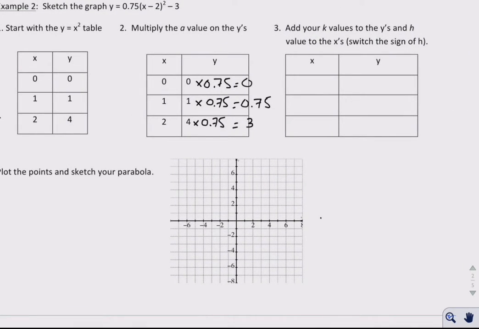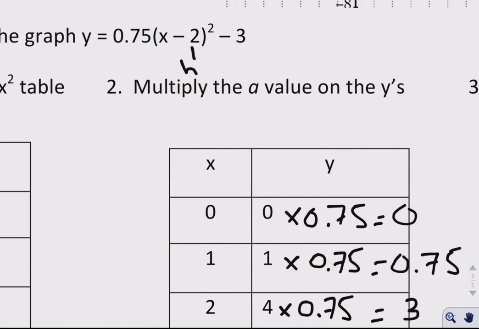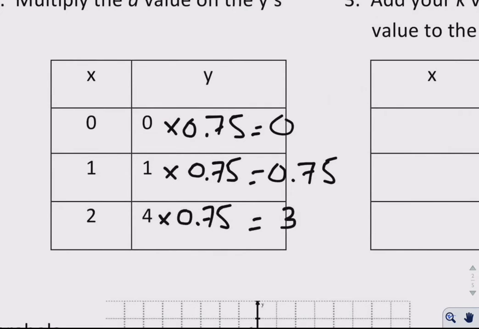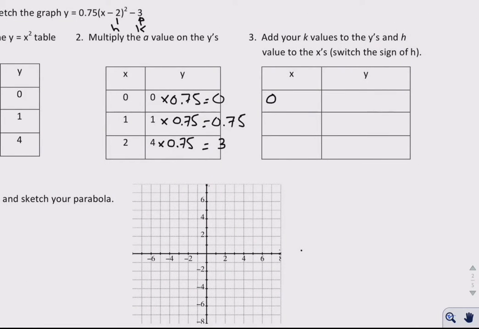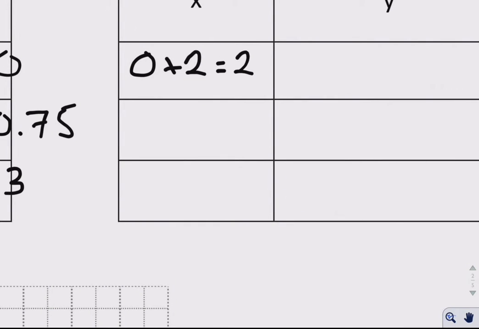Next, we add the k values to the y's and the h values to the x's. So again, remember the h value is this guy here. So here is our h. And then here is our k value, which is -3. So looking over here, I'm going to have 0 plus 2, which gives me a 2. I have 1 plus 2, which gives me a 3. And I have a 2 plus 2, which gives me a 4.